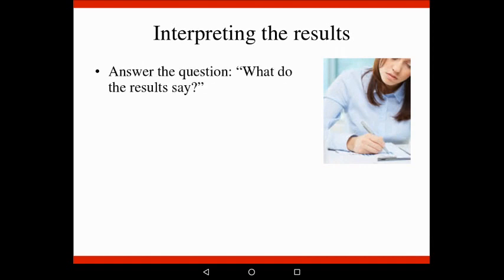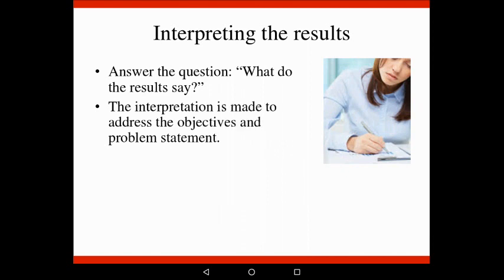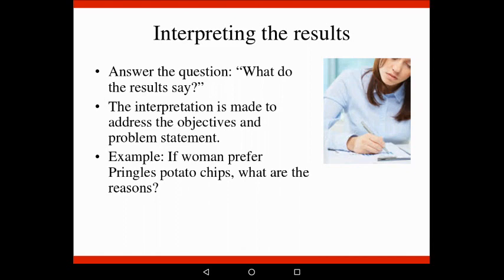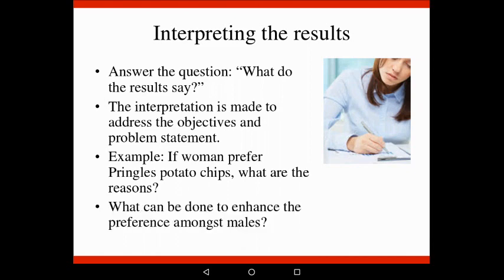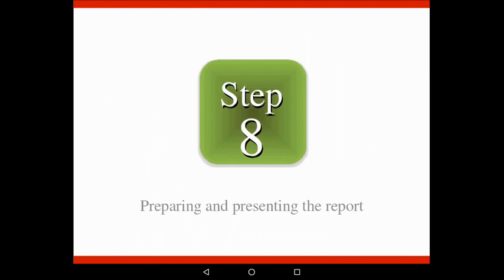Okay, so when you're interpreting the results, you're going to ask, what do the results say? And usually you want to interpret it in such a way that you address the problem statement. Find information that will help you solve the problem and answer the objectives. Example, if women prefer Pringles potato chips, what are the reasons? What can be done to enhance the preference amongst males? What does our information, our data tell us?